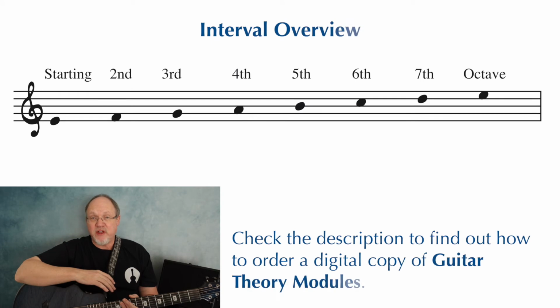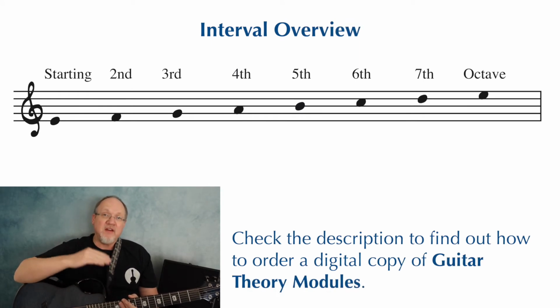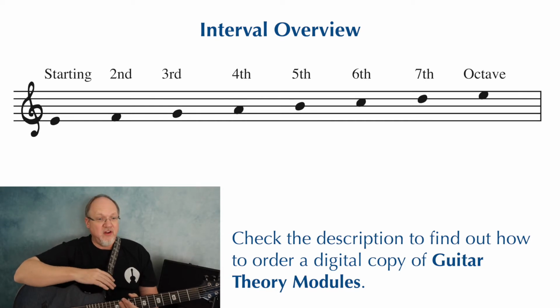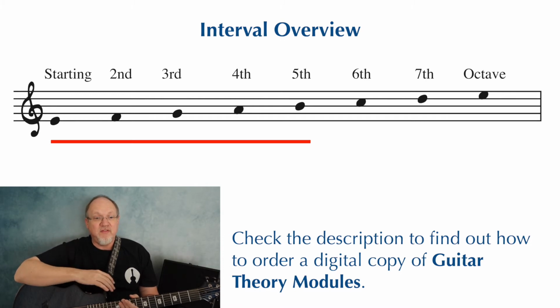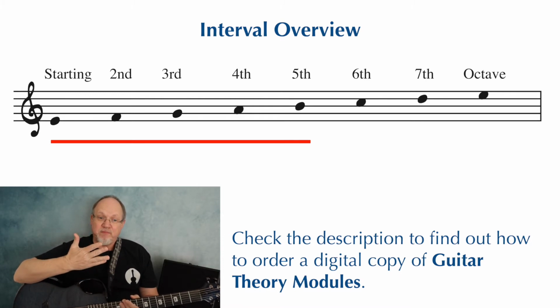On the top of page 24, we have an interval overview. We're looking at intervals of second through an octave, starting on the note E. So E to F, E, F, 1, 2, that's the interval of a second. E to G, E, F, G, interval of a third. E up to A, E, F, G, A, we've got our fourth. E to B is a fifth, E, F, G, A, B.